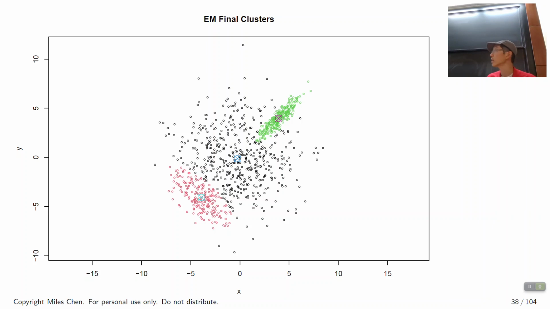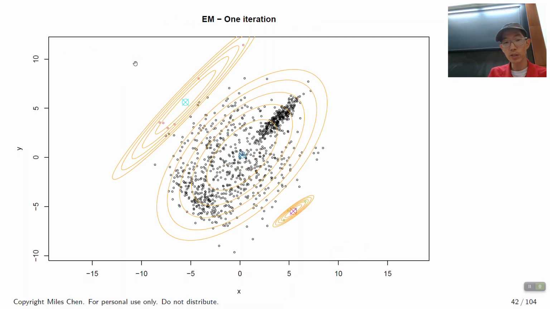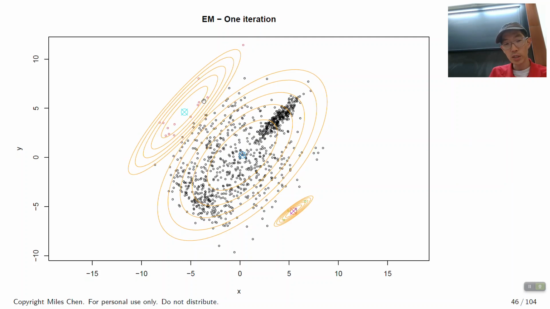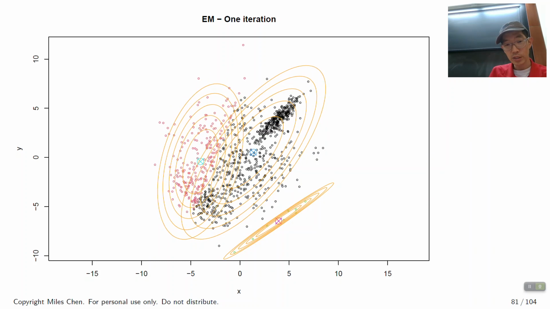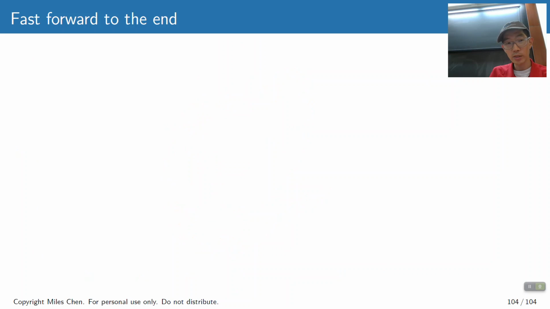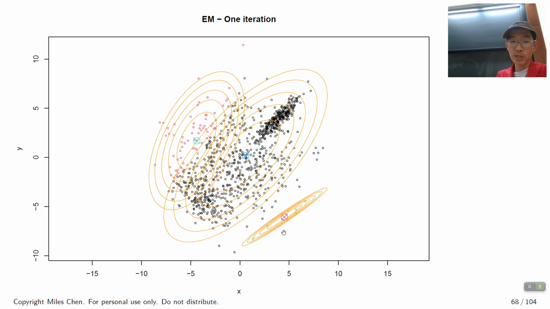Okay, and so that's the EM algorithm. Here's what happens if I started off with some bad starting locations. If I say, all right, let's start off over here and here and here, at the next iteration we get this, and after a bunch of iterations we end up getting something. But basically, if you start off with really bad locations, you can let it run for a long time, and it might not converge to the correct location.